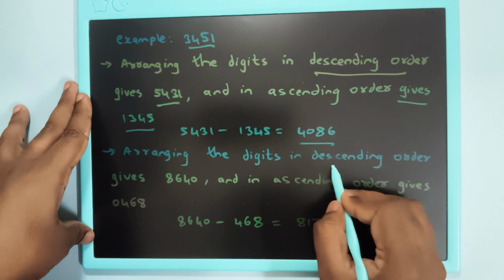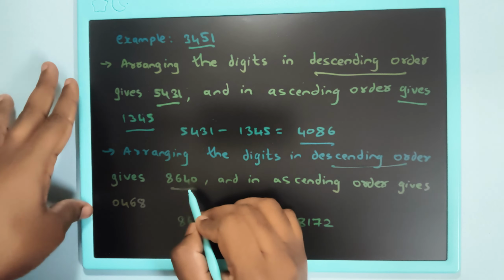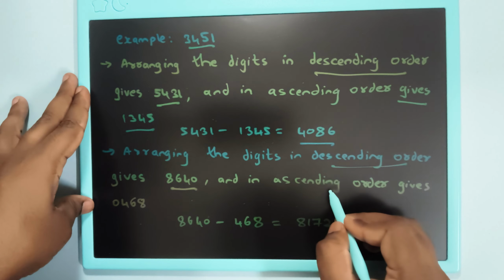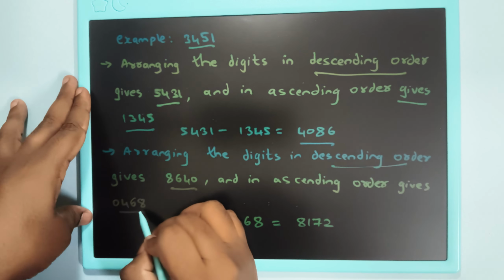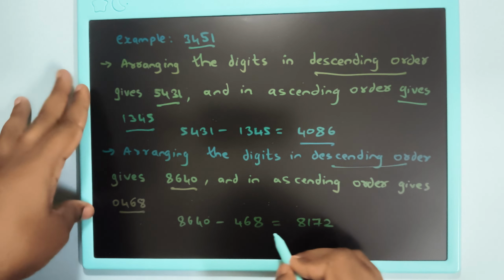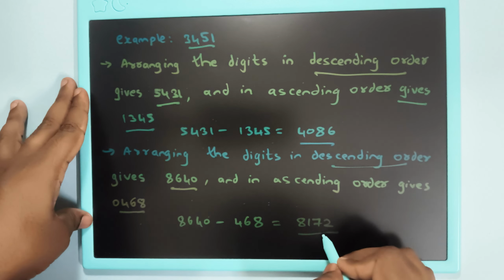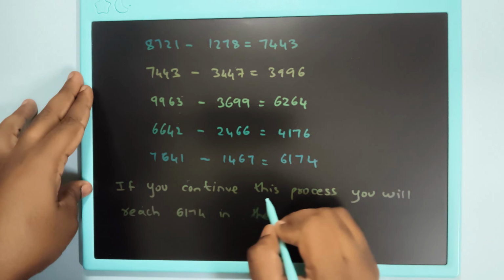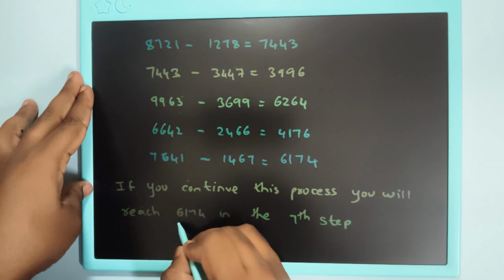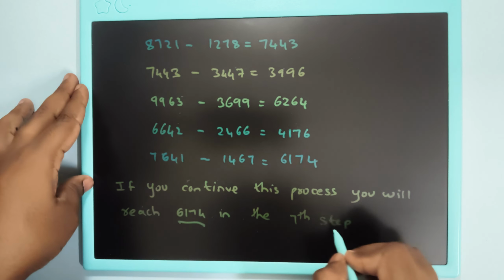Arranging the digits in descending order gives 8640 and in ascending order gives 468. Subtracting them, we get 8172. If you continue this process, you will reach 6174 in the seventh step.